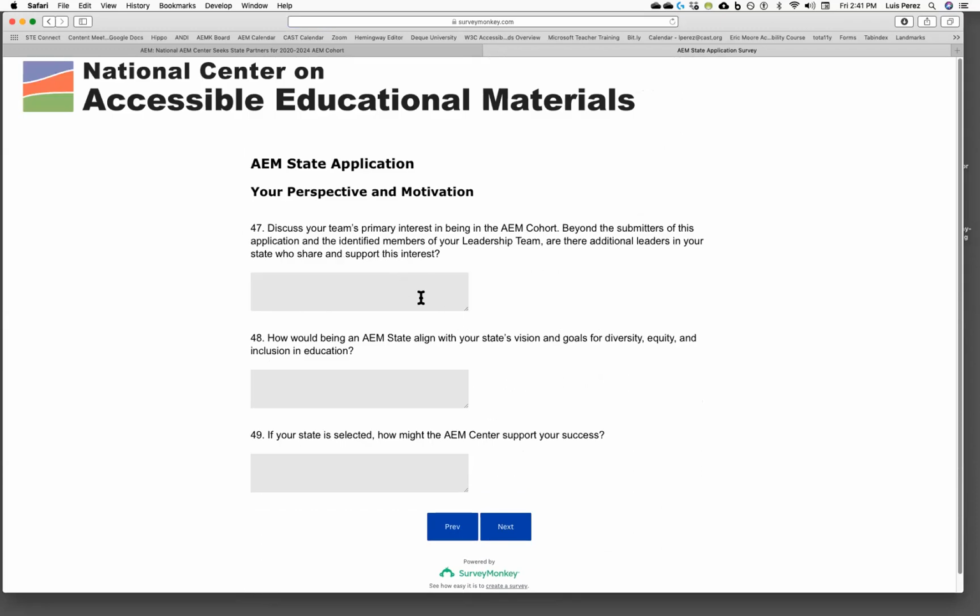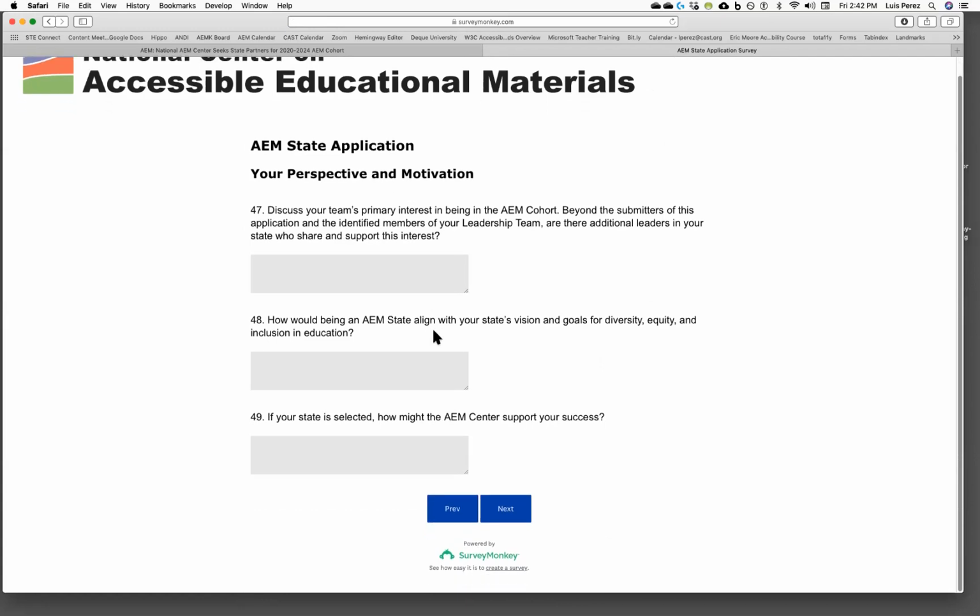Then there are a few questions just to get your perspective and motivation. So why do you want to join the AIM Center state cohort? How would this align to your state's vision and goals for diversity, equity, and inclusion? So it takes this and puts it in an even larger context of inclusion and equity. And then if you are selected, how would the AIM Center support your success?